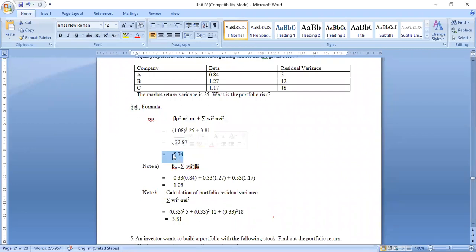So even in this particular problem, we are just asked to calculate the portfolio risk. In case of portfolio risk, in the single index model, we always have to make two working notes. One is to calculate the portfolio beta and the second is to calculate the portfolio residual variance.